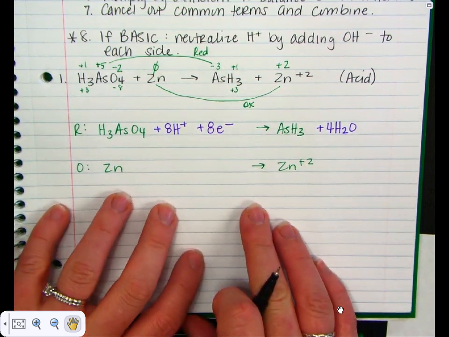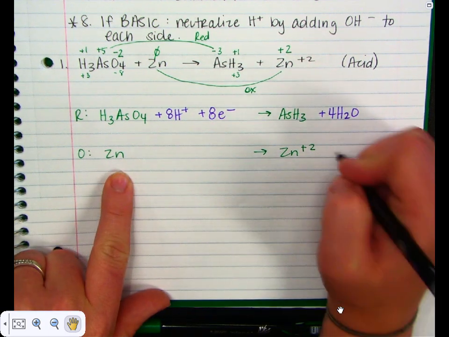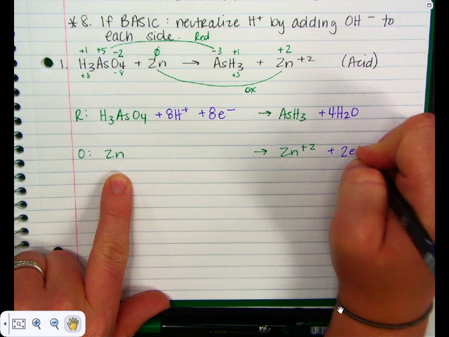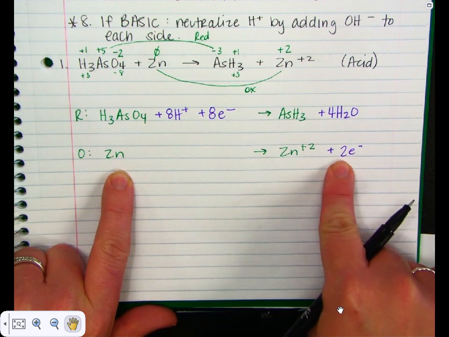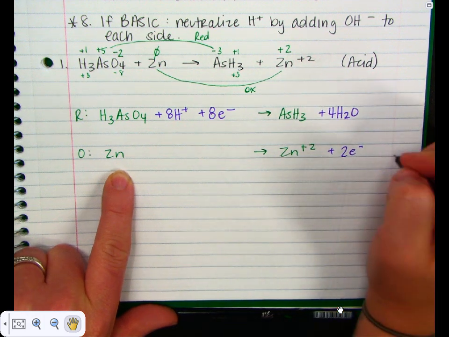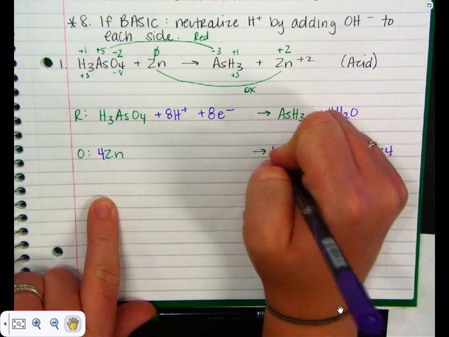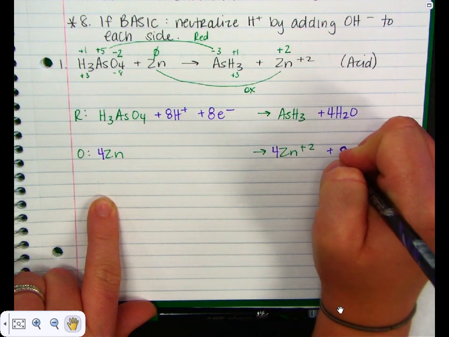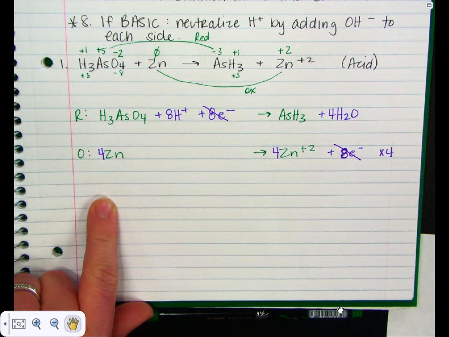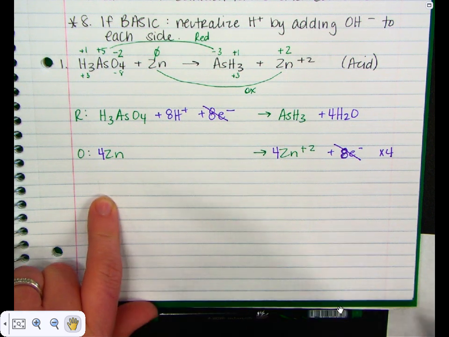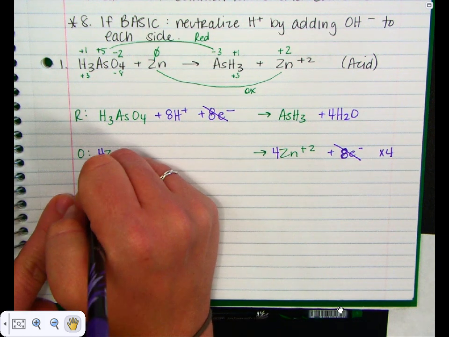Then I'm going to come down to this one. Zinc to zinc +2, that means it's going to lose 2 electrons. That half was really easy. So I've got 8 and 2, and I'm going to need to cancel out those electrons, so I'm going to have to multiply this by 4. So this is going to become 4, this is going to become 4, and this is going to become 8. So now my 8 electrons and my 8 electrons cancel. And I don't have any other common terms I can cancel, so I'm just going to bring everything down and write it all together.